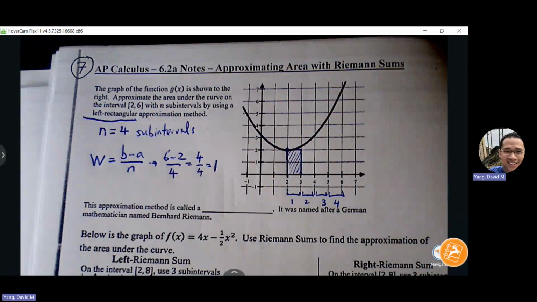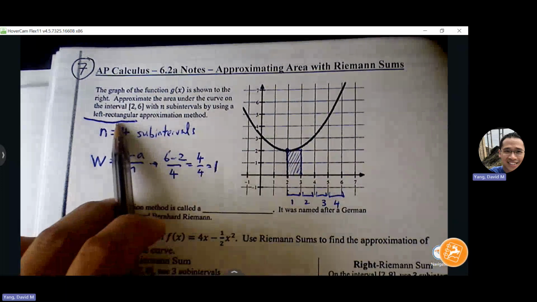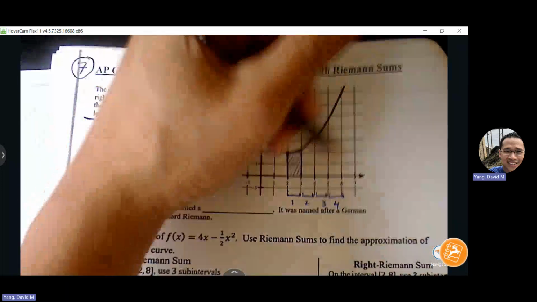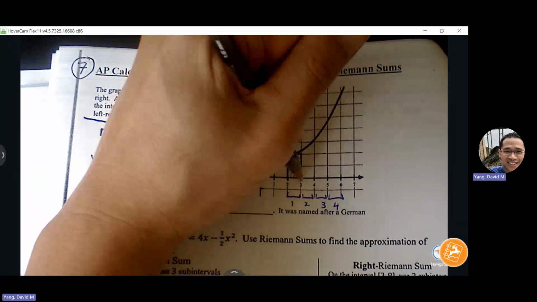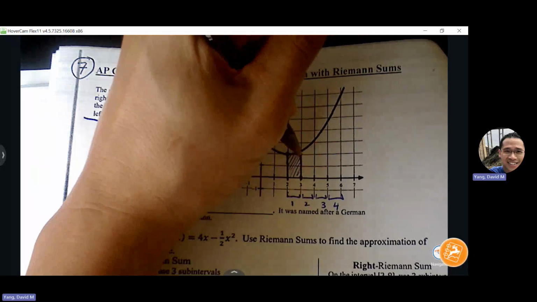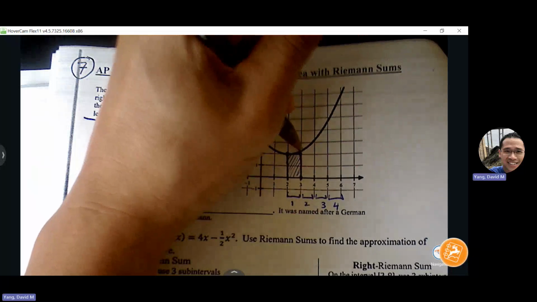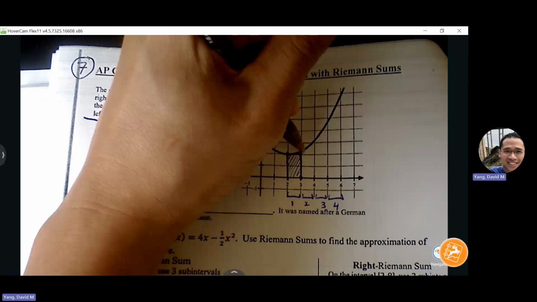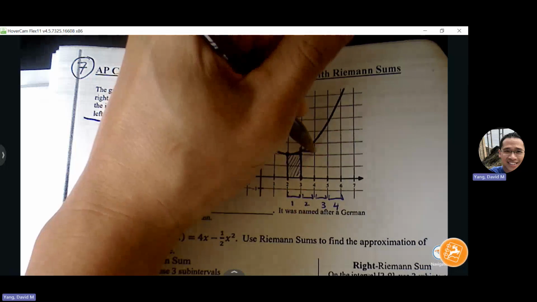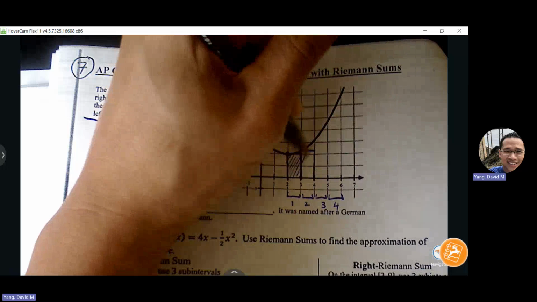Now, my second subinterval is between 3 and 4. I want to choose the left endpoint because it's left rectangular approximation. So from the x-axis at 3, I'm going to extend to where I touch the graph. Then I'm going to draw a horizontal line over to indicate that's the height that I want to establish for my second rectangle.